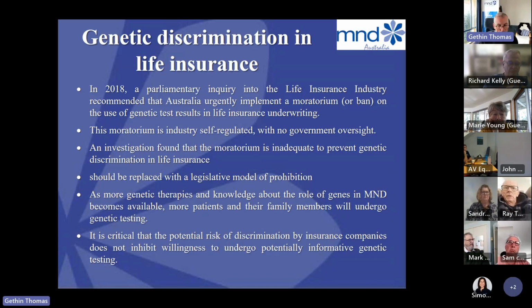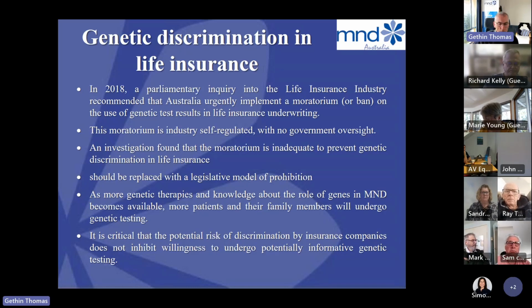Australia's been pretty good here. They have got on the front foot with this, and they had a parliamentary inquiry into this back in 2018, and they implemented a moratorium, or a ban, on life insurance companies being able to use genetic test results in life insurance. This isn't about MND. This could be for a lot of diseases, Huntington's. Obviously there are certain mutations that predispose you to cancer. It's not an MND specific thing, but it has relevance to MND.